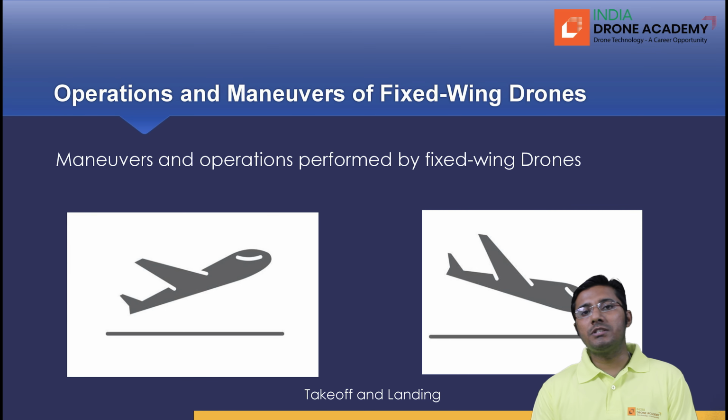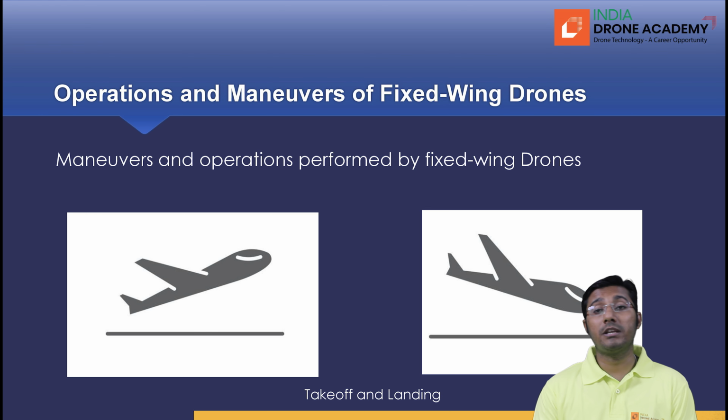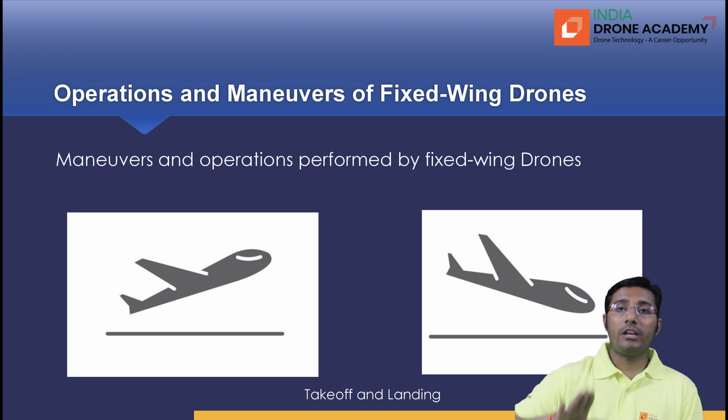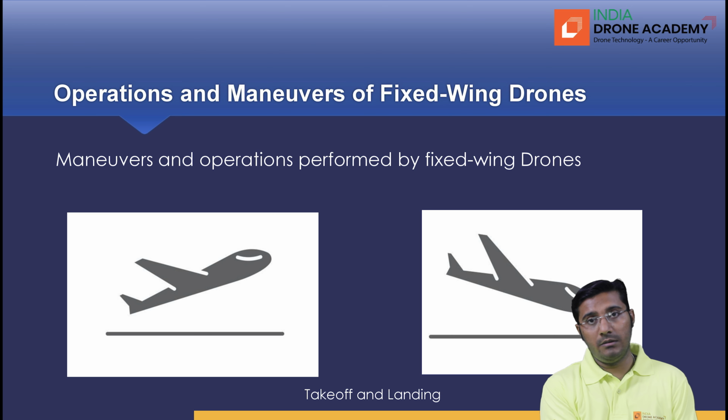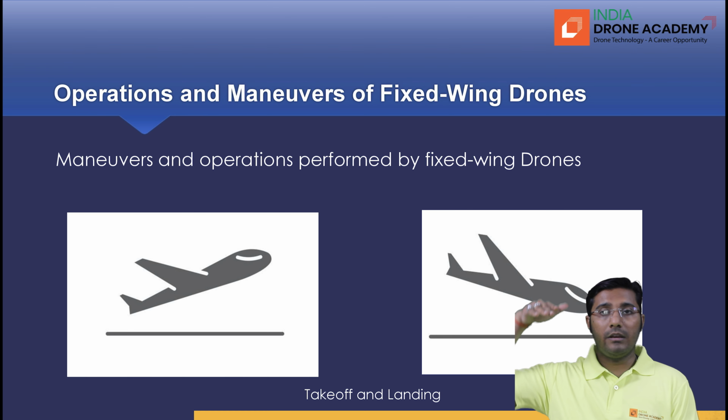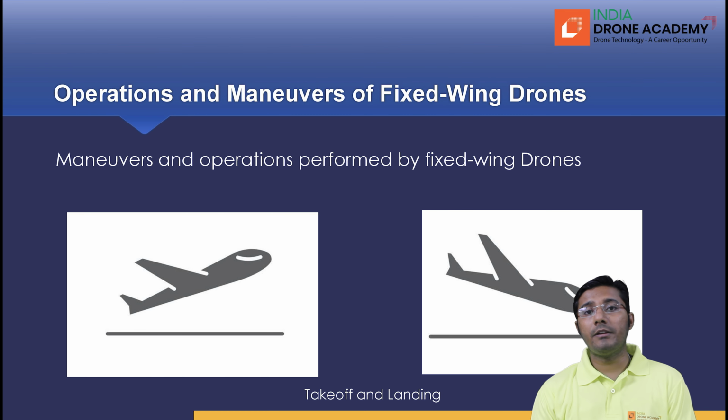Operations and maneuvers of fixed wing drones. Fixed wing drones during their flight can perform various maneuvers. The term maneuvers refers to the various aircraft motions which are possible during the flight. It can take off. Taking off is one of the maneuvers the aircraft performs. Then landing is another maneuver.